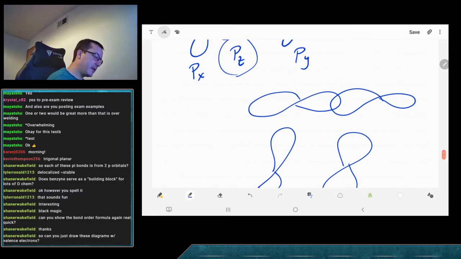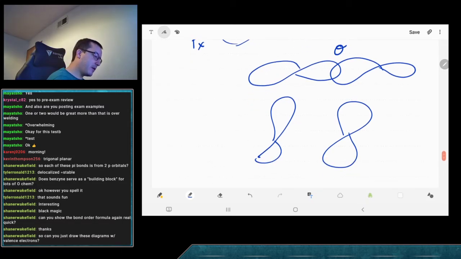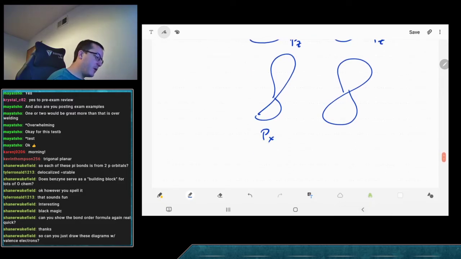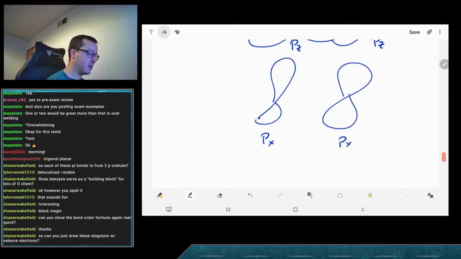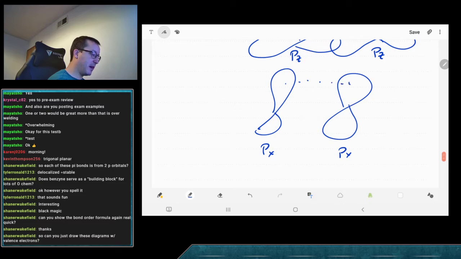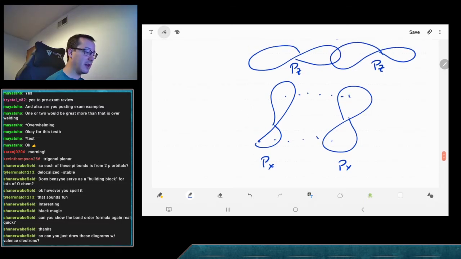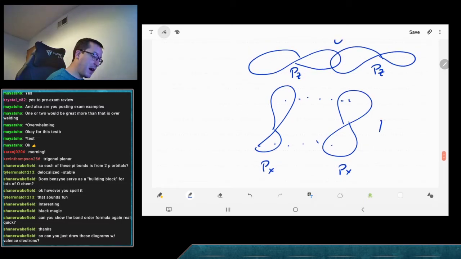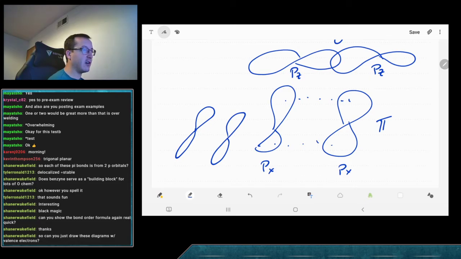So remember, this is overlap directly. That's a sigma bond. That's a pz and another pz. If we have ones that are oriented in the x direction, those would be able to bridge but not overlap. So this is a pi orbital. And we're going to see the same thing with the one that's going into the page. Py is going to give us pi orbitals as well.